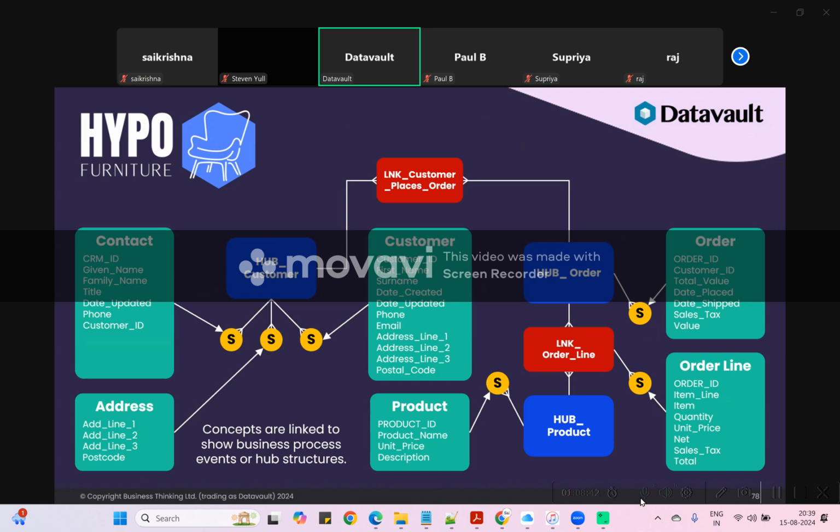Okay, so I've got three building blocks here. I've got hubs for concepts. I've got links for relationships between them caused by structure or by a business event that might happen. And then satellites is the payload, the columns that describe those concepts on the hub and link structure.